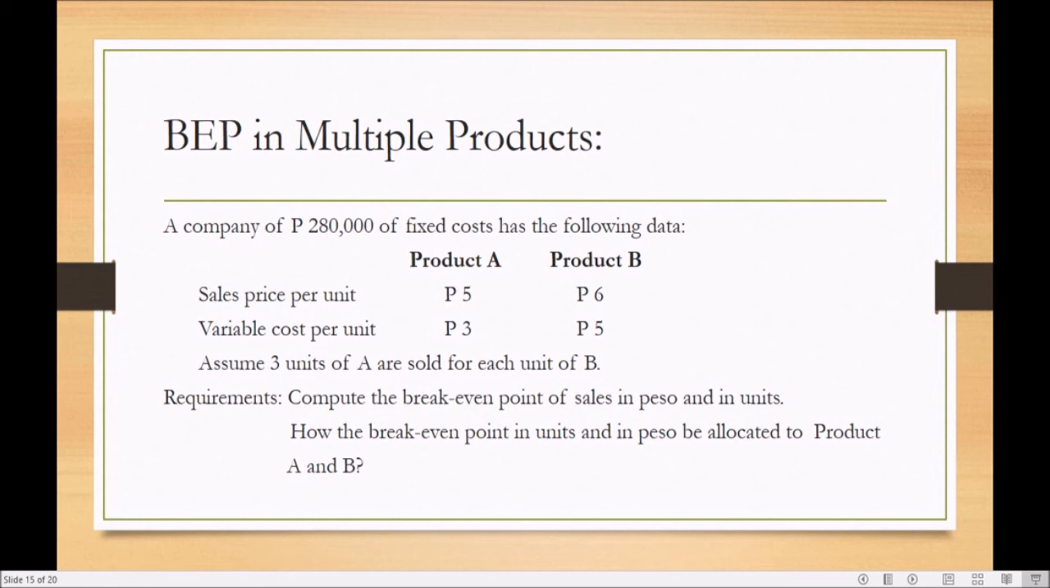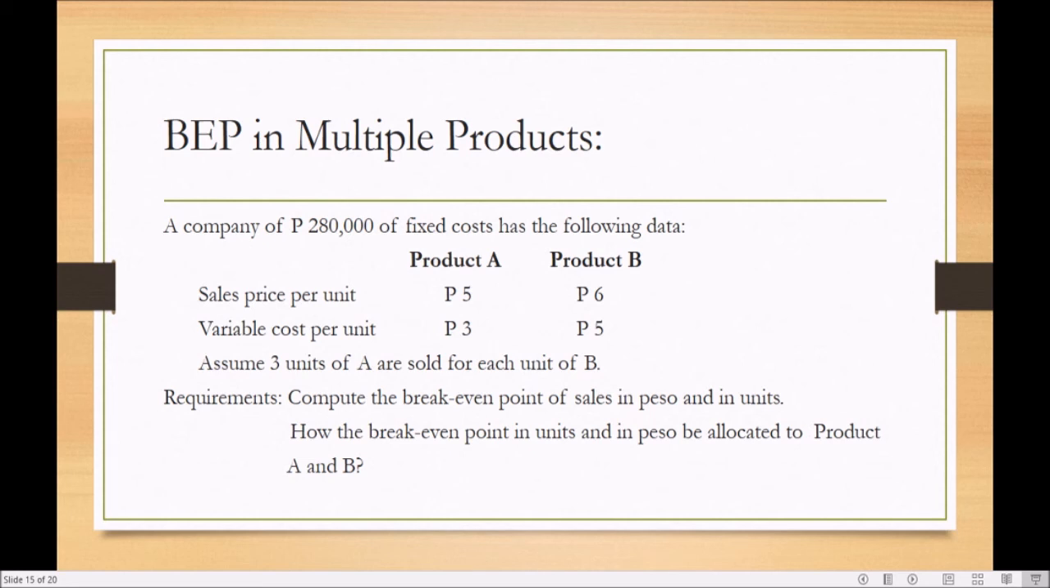We have sales price per unit, 5 and 6 for product A and B respectively. Then we have variable cost per unit, 3 and 5 respectively. Assume 3 units of A are sold for each unit of B. Ibig sabihin, 3 units ni A ang mabebenta and then isa kay B. So that is a 3:1 na ratio. O yun, may ratio po tayo ha. Gagamitin po natin yan mamaya na 3:1 na ratio.